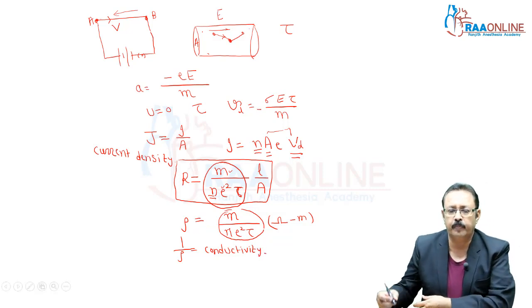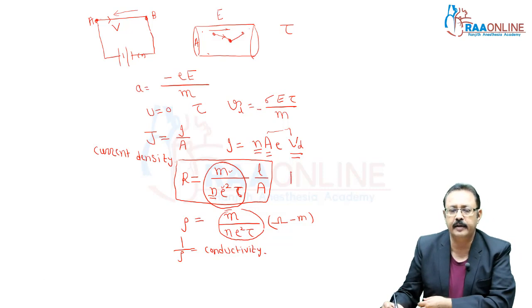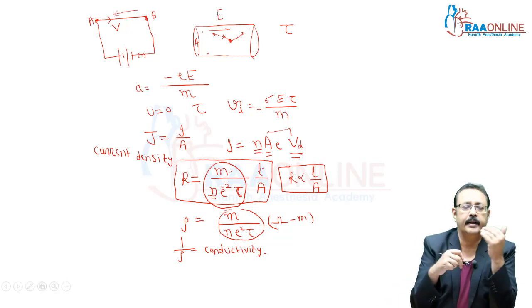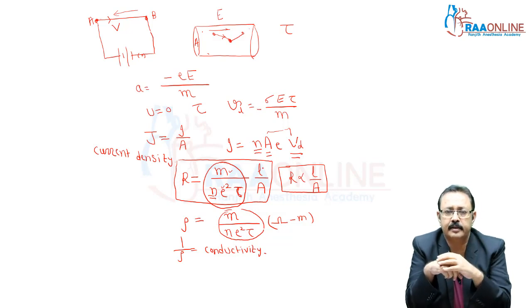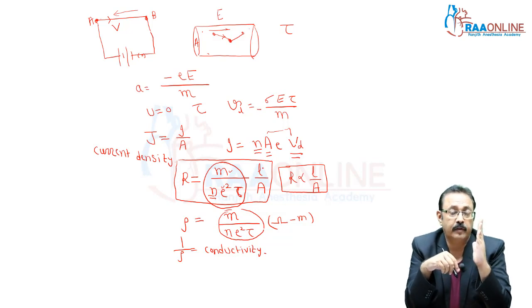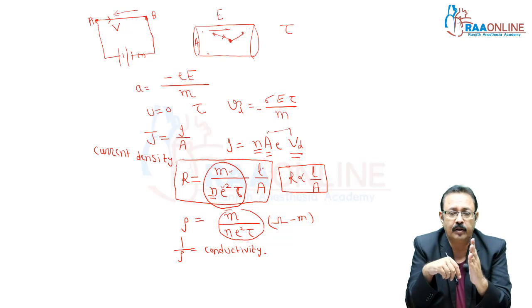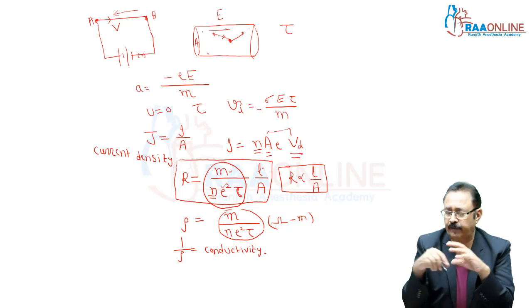So it means for a particular metal, R is directly proportional to L over A. By doubling the length, you are doubling the resistance. By doubling the radius, you are making resistance 1/4. So in this way, they can ask some problems in NEET based on these concepts. How can they frame the problems?